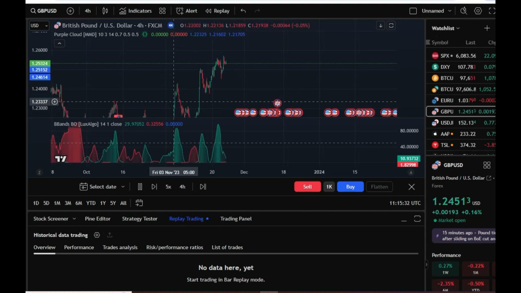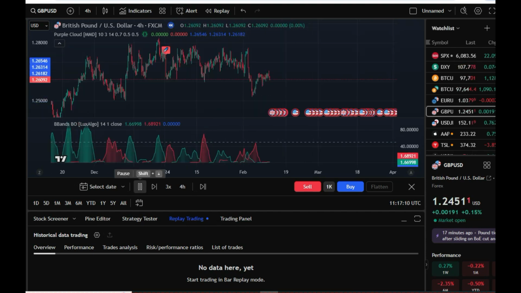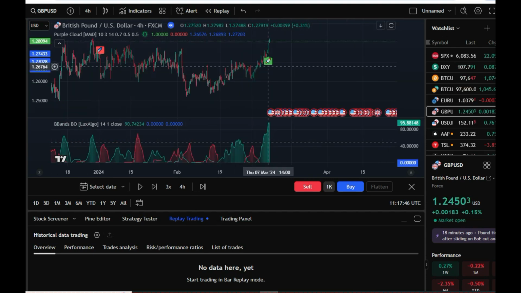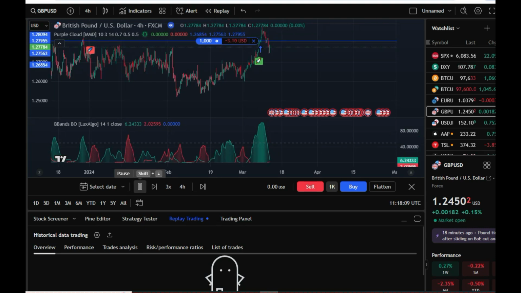I'm looking to find a signal to start trading. I'm watching the 4-hour chart. When I see the signal, I will pause. This is the best approach. Okay, on March 7, 2024, we got a buy signal. I will make a buy order just to check. Bollinger Bands breakout bullish. This is bullish. I will make a buy order, and now I will just watch what happens and whether I keep this trade.